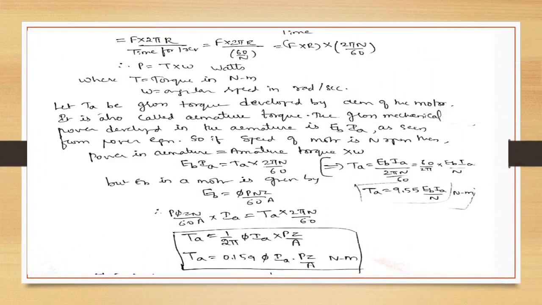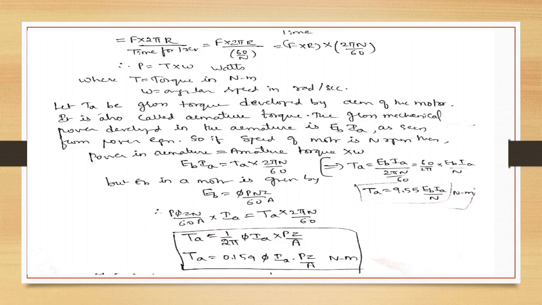So that is equal to F into 2 pi r by time for one revolution. Time for one revolution is 60 by n. So F into r we write at one place and 2 pi n by 60 at another place. So P equal to T into omega. F into r is torque, 2 pi n by 60 is omega. So P is equal to T into omega, where T is the torque in Newton meter and omega is the angular speed in radians per second.